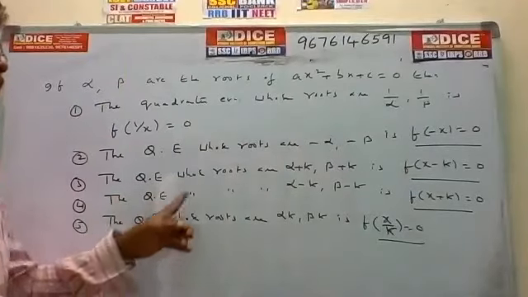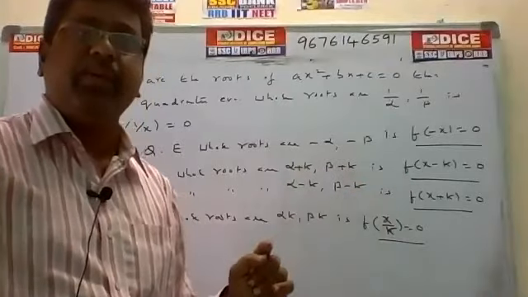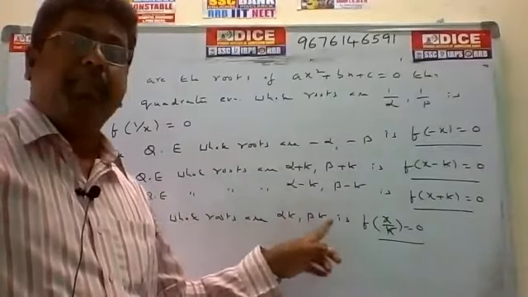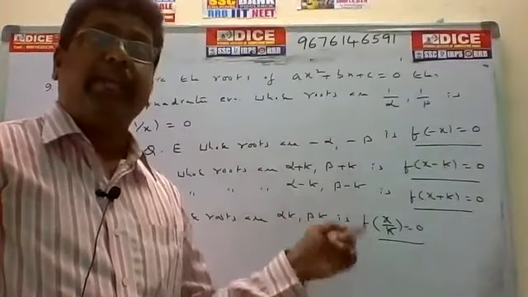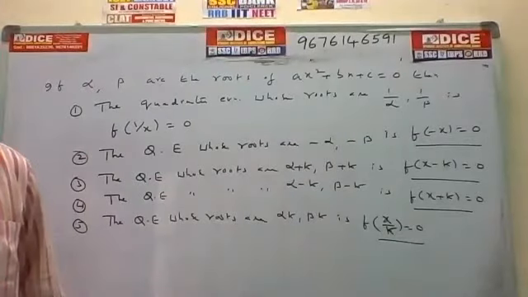The quadratic equation whose roots are alpha minus k, beta minus k is f of x plus k is equal to 0. The quadratic equation whose roots are alpha into k, beta into k is f of x by k is equal to 0.